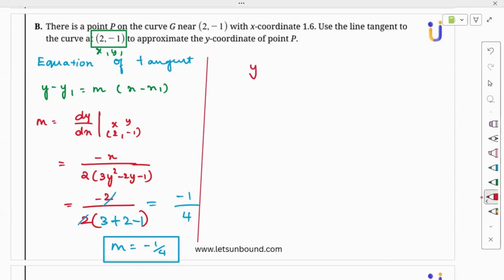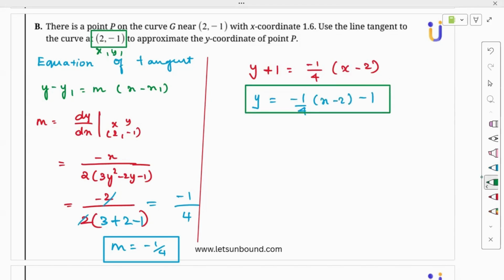So just plug in: y minus your y1, which is negative 1. Your formula also has a negative, caution. So y plus 1, m is negative 1/4, x minus x1 is 2. Make y the subject. y equals negative 1/4 (x minus 2) minus 1. That's it. I got my tangent line at the desired point.